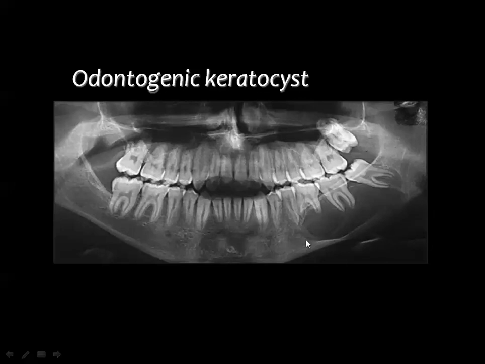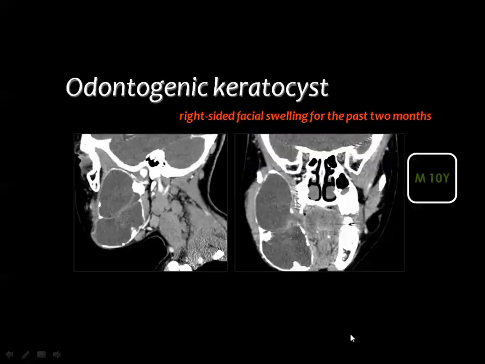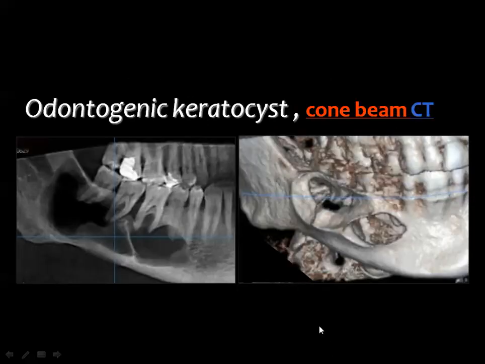By CT, the keratocyst is a unilocular pathology with expansion of the mandible, and you can see this appearance with no enhancing projections, similar to the ameloblastoma. And this is an odontogenic keratocyst by cone beam CT, the 2D image and the 3D image. You see a lesion which is almost unilocular, and the related teeth are more or less intact.